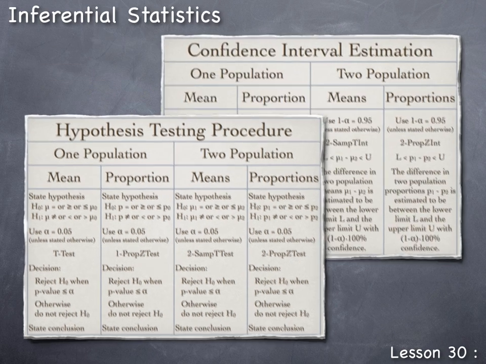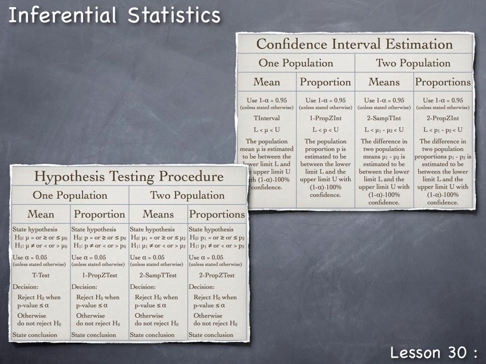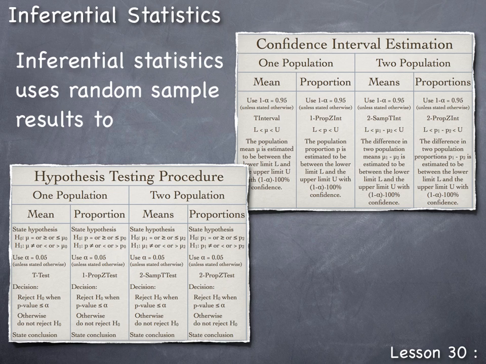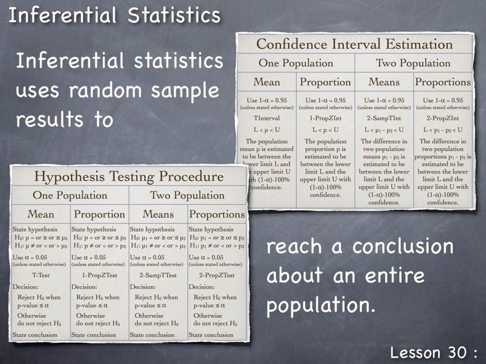So, regardless of which inferential statistic method we apply, whether it be confidence interval estimation or hypothesis testing procedures, it's important not to lose sight of the main idea behind inferential statistics. Inferential statistics uses random sample results to reach a conclusion about an entire population.